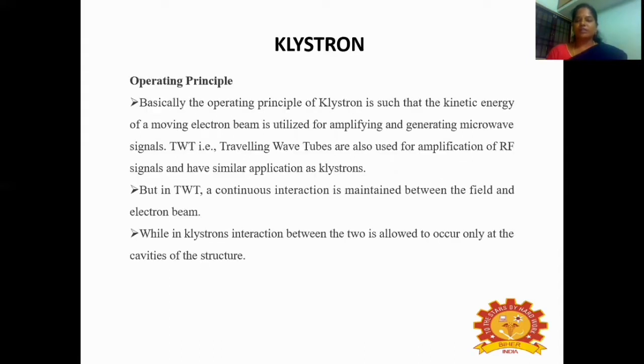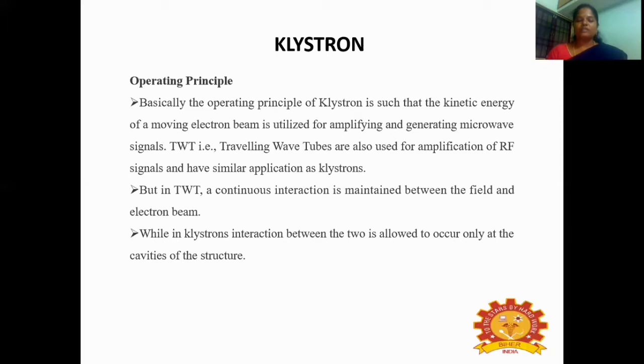So we will discuss the operating principle of the klystron. The klystron operates on the principle of velocity modulation. The kinetic energy of the moving electron beam is used for amplifying and generating microwave signals.